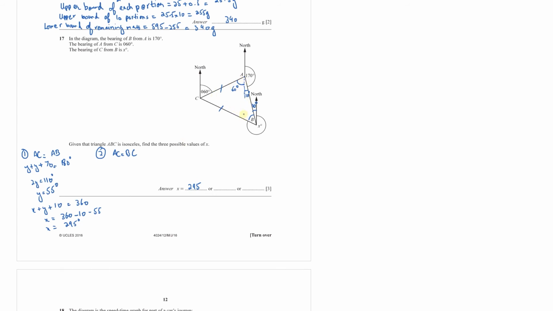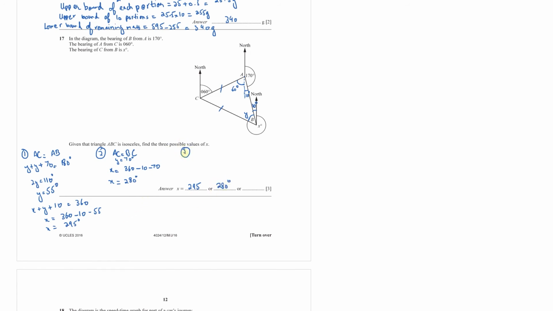Let me call this angle Y here again. Since these two lines are equal, these two angles should be equal as well. So if this is 70 degrees, then Y is 70 degrees as well. We can compute x again: 360 minus 10 minus 70. So x in this case would be 360 minus 80, that would be 280 degrees. So the second possible value of x is 280.